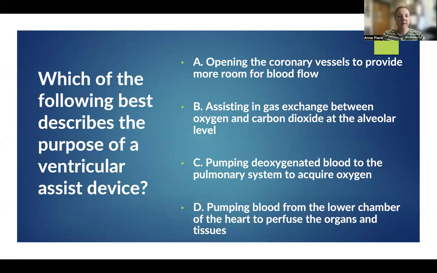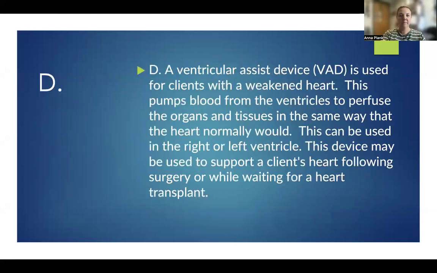Which of the following best describes the purpose of a ventricular assist device? The answer is D. We use it for a weakened heart, and it helps to pump the blood from the ventricles to perfuse all the organs and tissues and assist the heart. You can use it in either side, it doesn't matter. But we usually use this again as a bridge while we're waiting on a heart transplant.